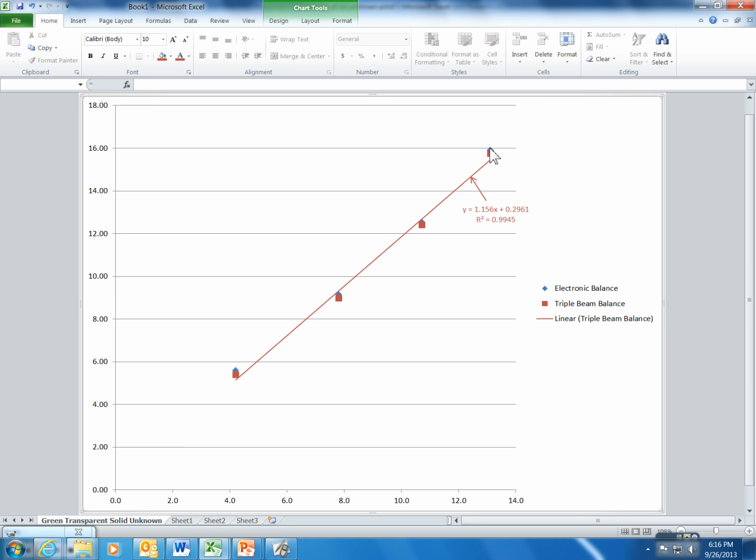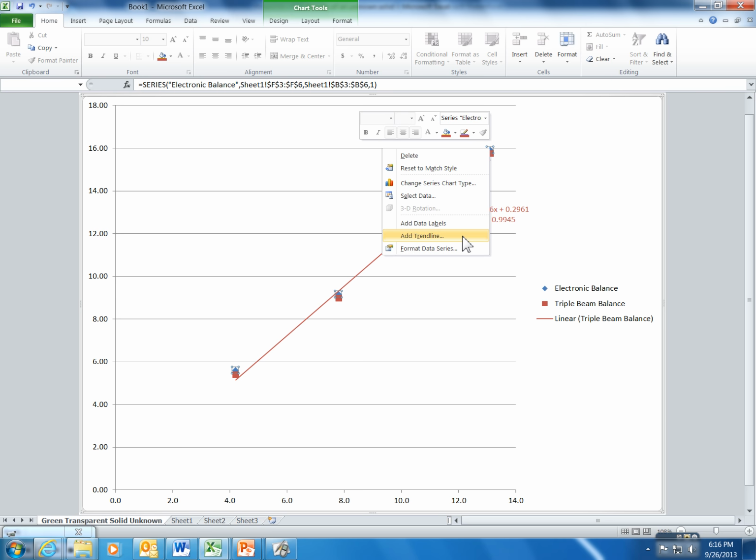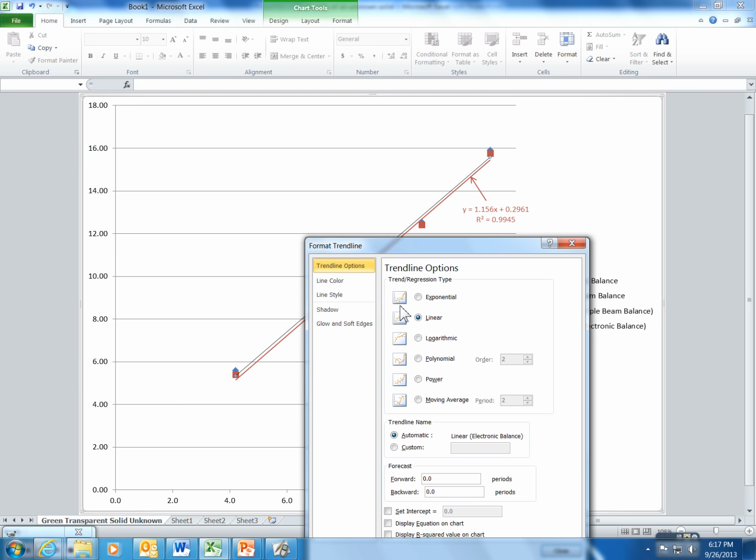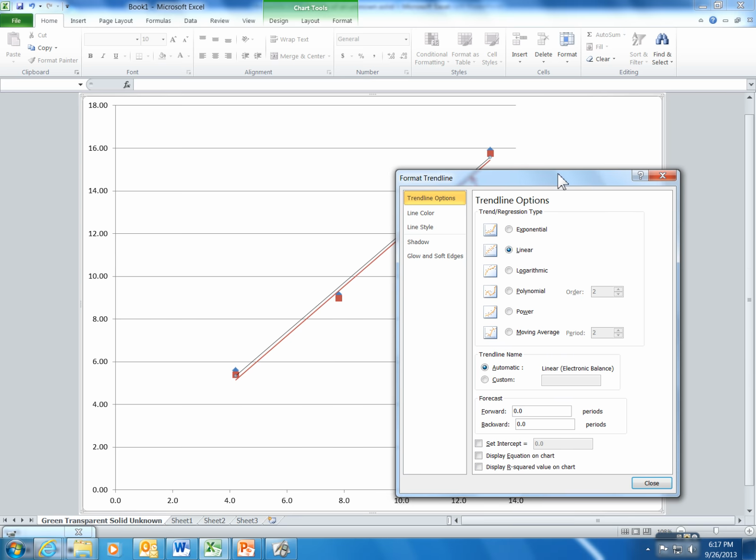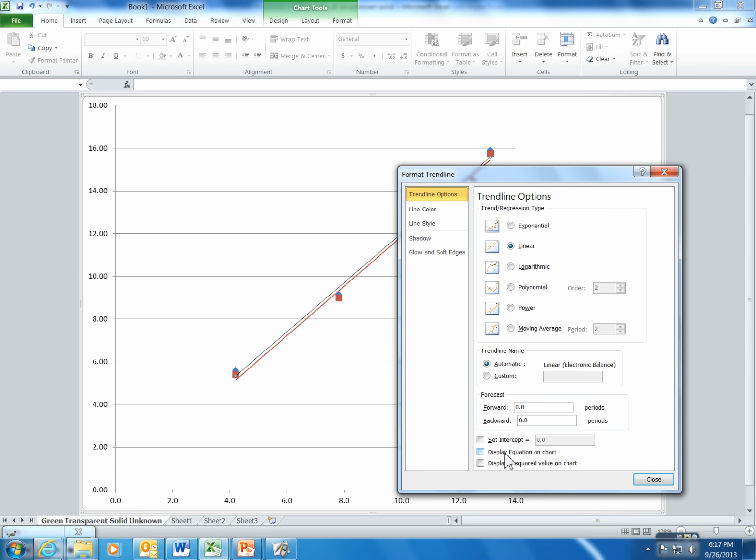When I come up here, I can hover, and I see that I'm on series electronic balance. And so I'm going to click that, and that way I know that I am on series electronic balance right up here. And so I know that I've got the right series. And so then I'm going to right click on that and do the same thing that I did for the triple beam balance. I'm going to add a trend line. My trend line again, I'm happy with a linear trend line. I want to display the equation and the r squared on the chart.